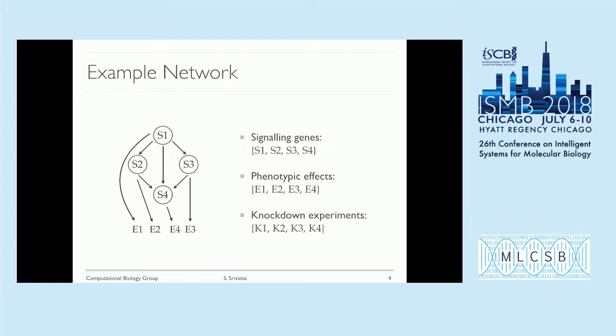Finally, a network is said to be transitively closed if each node receives edges from all of its ancestors. For instance, here, S1 is upstream of S2 and S3, which are further upstream of S4. So the edge from S1 to S4 makes this network transitively closed.